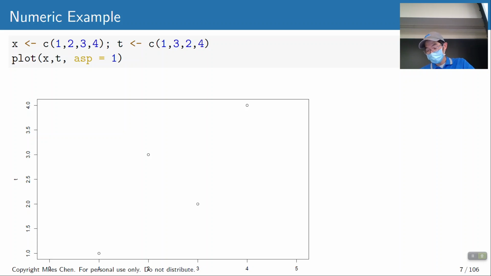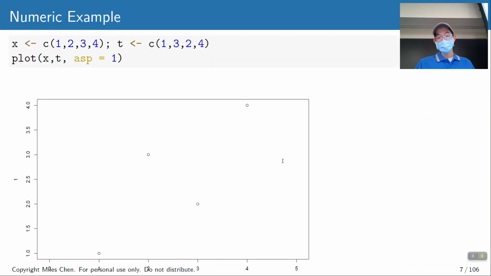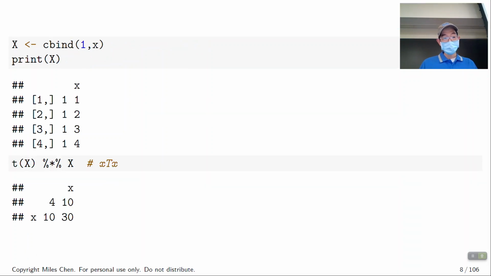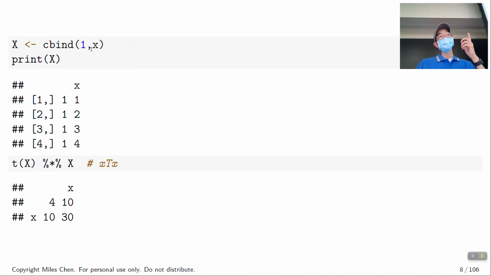Well, using our solution from back here, we'll take our x transpose x inverse times x transpose t, and we will solve for what our intercept and our slope should be. So our x matrix, remember, we're going to take our vector x, 1, 2, 3, 4, and bind it with a column of 1s.